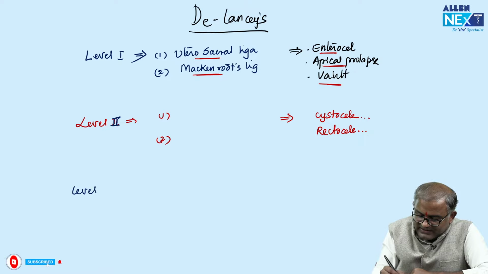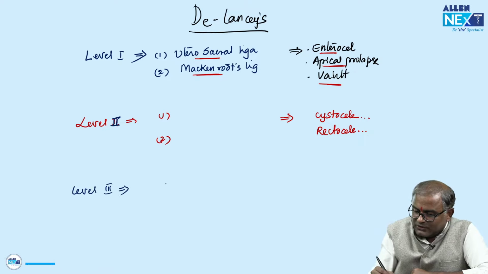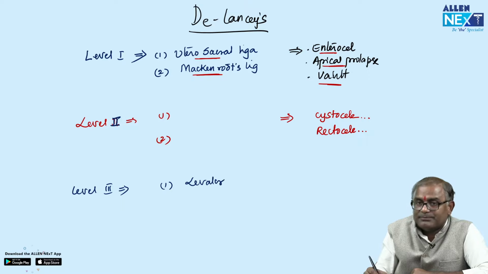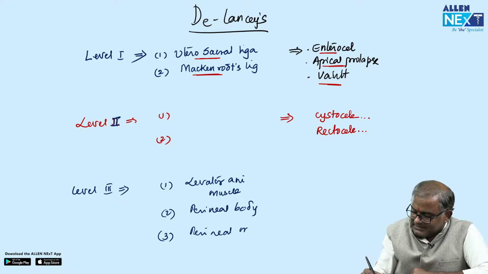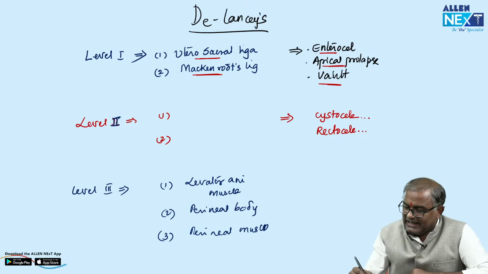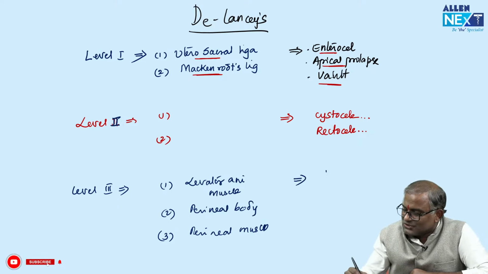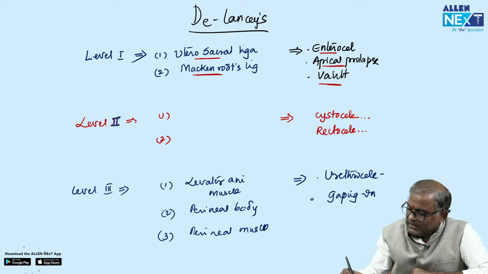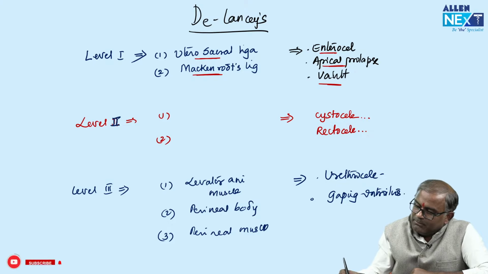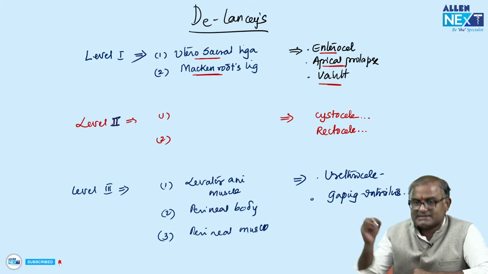Then level 3 defects. Level 3 defects, I told you, that is levator ani muscle, perineal body and perineal muscle. And definitely, dear doctor, level 3 defects lead to urethrocele or gaping introitus. Yes. Okay.